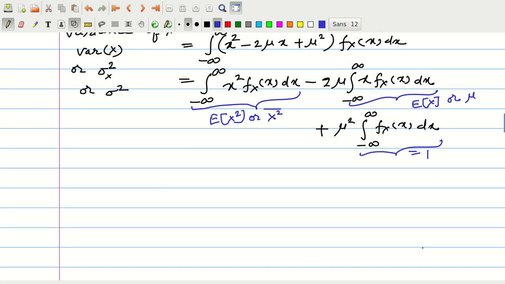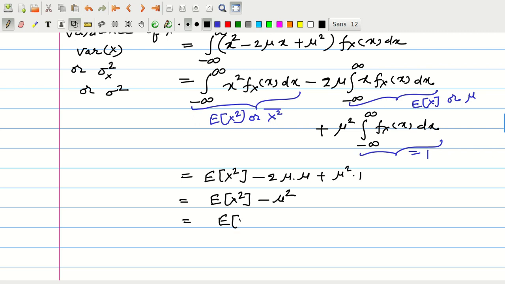So the expression for variance can be simplified as E of X square minus 2 mu into mu plus mu square into 1, which is E of X square minus 2 mu square plus mu square, so minus mu square, alternatively expressed as E of X square minus mu is nothing but E of X, so E of X squared, or sometimes also written as X square bar minus X bar squared.